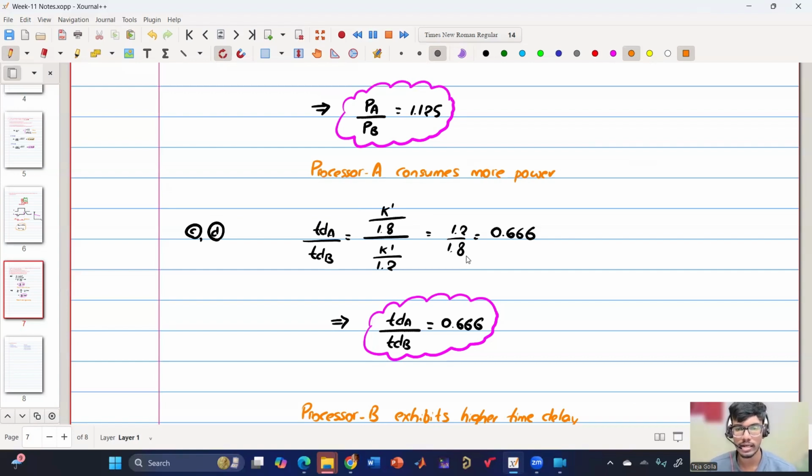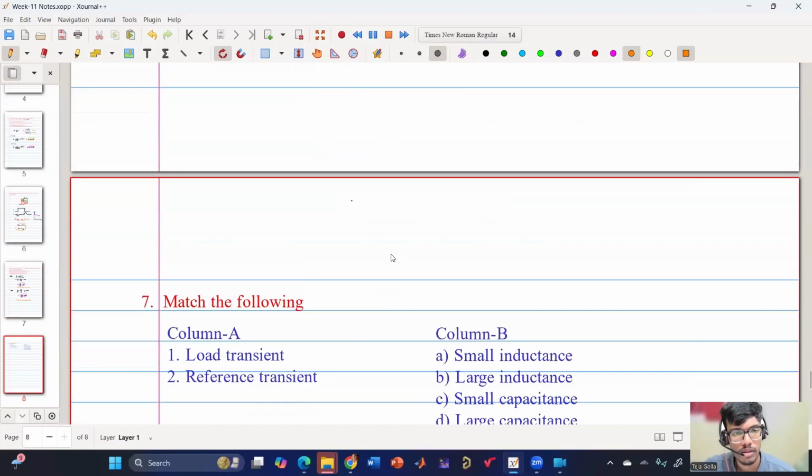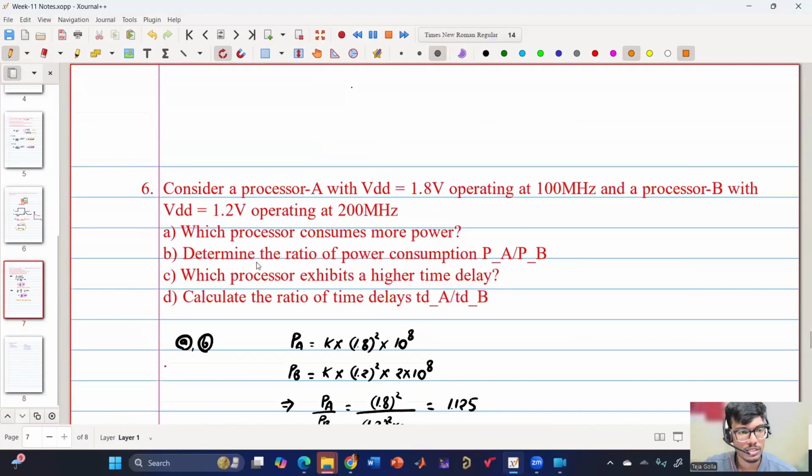So how can I optimize both? It's not like I'll get the best performance and the best battery health. There is an optimization, and something has to be compromised. That's how smartphones are pushing the limits on both sides: performance and battery health. So is this problem clear? Problem 6. Yes, sir. Okay.